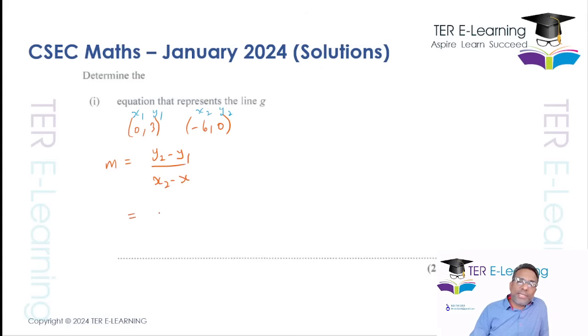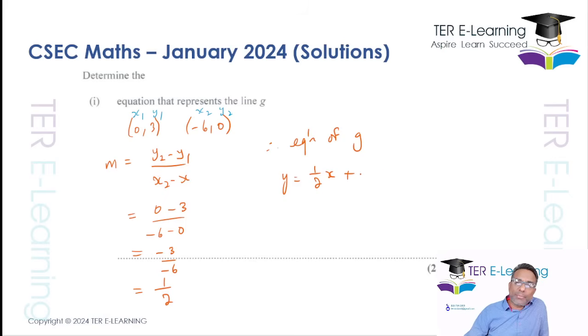So in this case here, y2 is 0. So this is 0 minus 3 over minus 6 minus 0. So this is going to give me 0 minus 3 is minus 3. Minus 6 minus 0 is minus 6. So therefore, this gradient here is a half, right? So the equation of G is given by this. Y is equal to, we know the gradient is a half, so it's a half x plus the y-intercept. The y-intercept was 3, so this is my equation here.